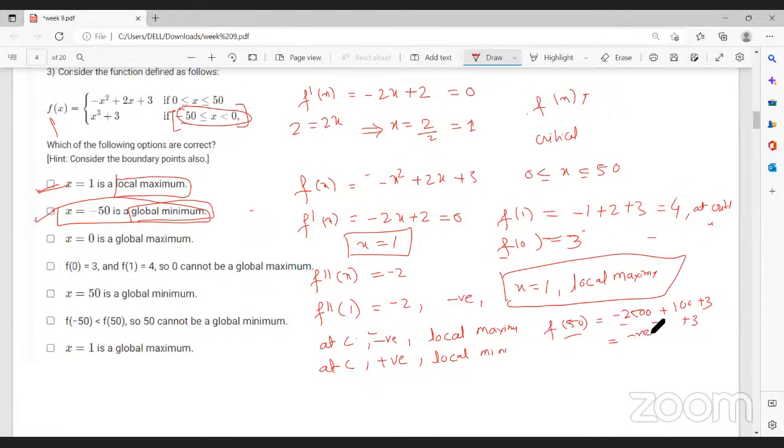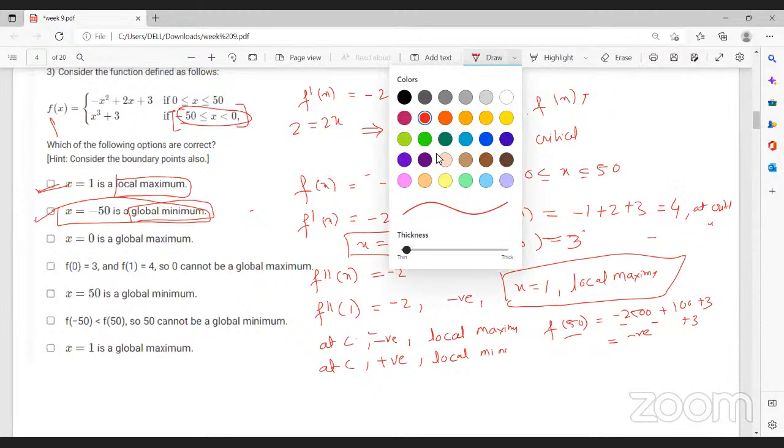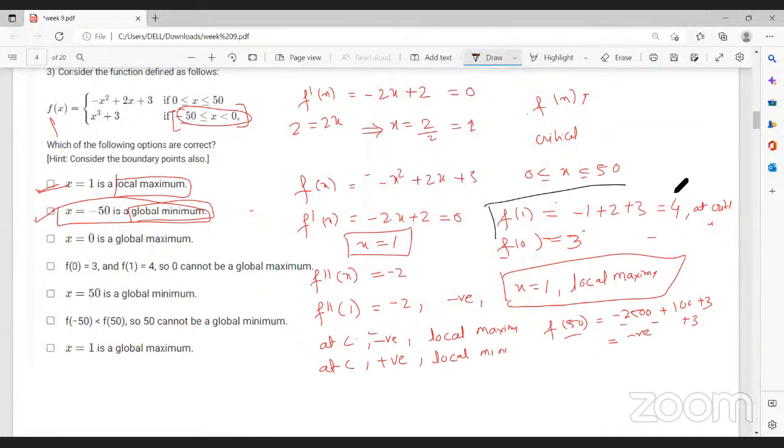4, yes. So at this point, I have a local maximum, and I can say a global maximum also. You can see at this point I am getting the maximum value of that function, 4, right? So then we should consider that point as the global maximum point.